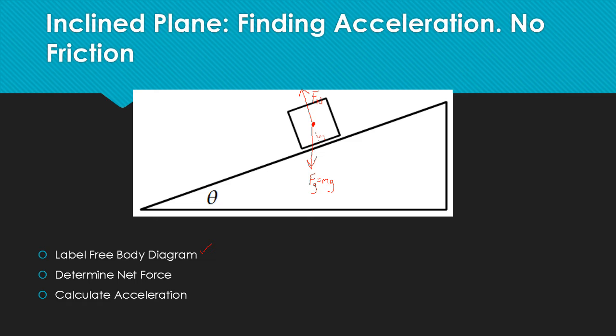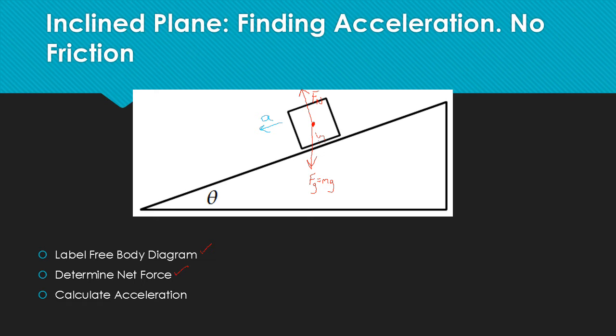Now we need to determine the net force. This is our free body diagram, and there are no other forces here. If there was friction, then we'd add friction in, but we'll talk about that soon. So what's the net force? We have a normal force up and a force of gravity down. But this block is going to tend to accelerate to the left. It's going to want to slide down the plane, so we're going to have a net force in this direction.